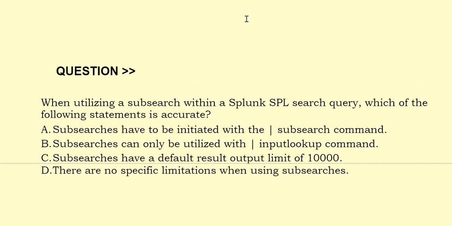When utilizing a sub-search within a Splunk SPL search query, which of the following statements is accurate? Option A. Sub-searches have to be initiated with the sub-search command. Option B. Sub-searches can only be utilized with the input lookup command. Option C. Sub-searches have a default result output limit of 10,000. Option D. There is no specific limitation when using sub-searches. The correct answer is option C.